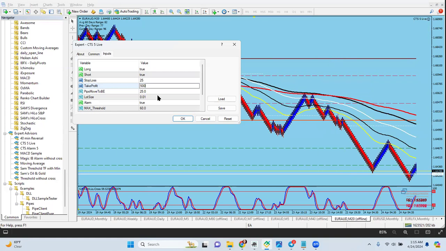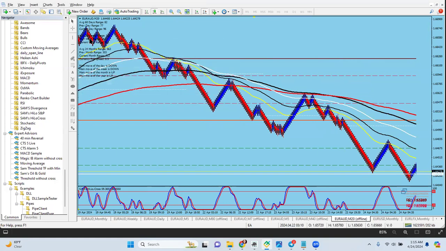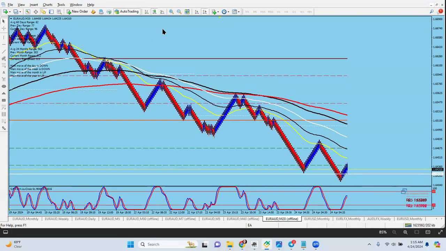Right? Lot size you can select here. Alarm, if you want the alarm to beep when the EA takes the entry, that's it. And threshold and all that, these are extra settings. So like I said, once you determine the direction, that okay, this pair is going to go in that direction, then drop the EA, short only, and that's it.